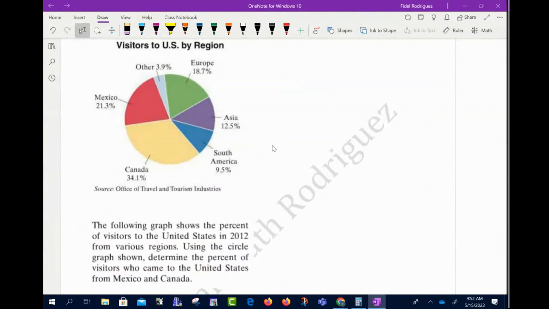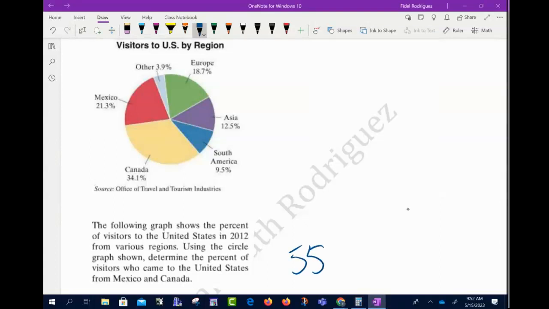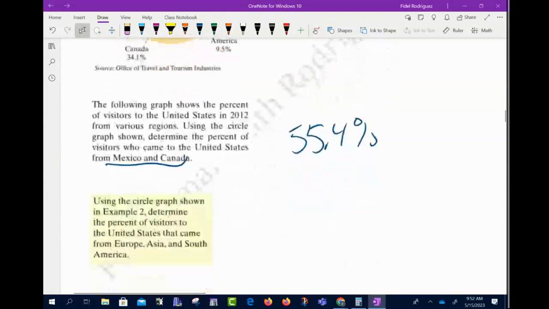Visitors to the U.S. by region. So look, y'all, we've got our percentages here. We have 18.7% coming from Europe, 12.5% coming from Asia, and so on. The following graph shows the percent of visitors to the United States in 2012 from various regions. Using the circle graph shown, determine the percent of visitors who came to the United States from Mexico and Canada. So what are we going to do with those two percentages? We're going to add them up. 21.3 plus 34.1, 55.4. So 55.4% came from Mexico and Canada.